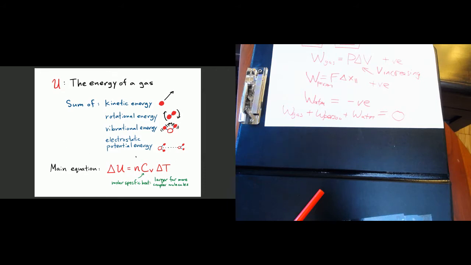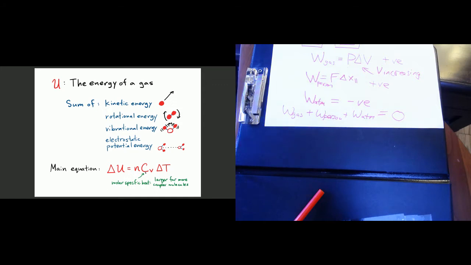If we want to calculate U, the main thing we're going to end up doing is looking at the change in this internal energy and relating that to the change in temperature. If you remember from the early part of the course, if you want to change the temperature of a gas, you have to change its energy by a certain amount, and the proportionality between the change in energy of a gas or any other material and the change in temperature is what we call the specific heat.